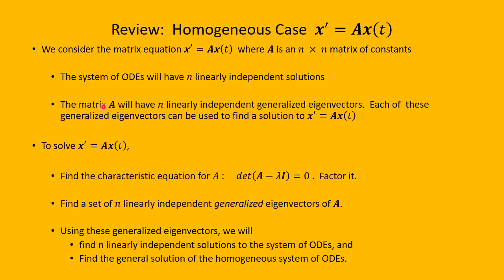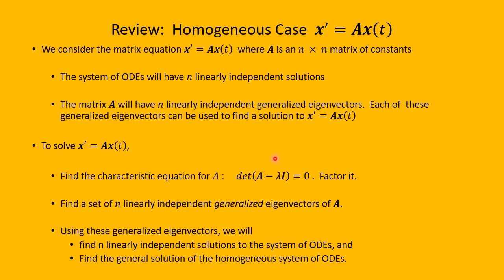The matrix A will have n linearly independent generalized eigenvectors, and we'll define generalized eigenvectors shortly. Each of these generalized eigenvectors can be used to find a solution of x prime equals A times x. So to solve this system of differential equations, matrix A times a vector function x, we'll find the characteristic equation for A.